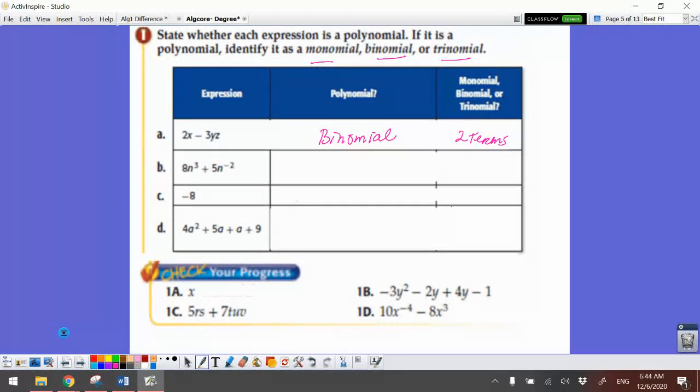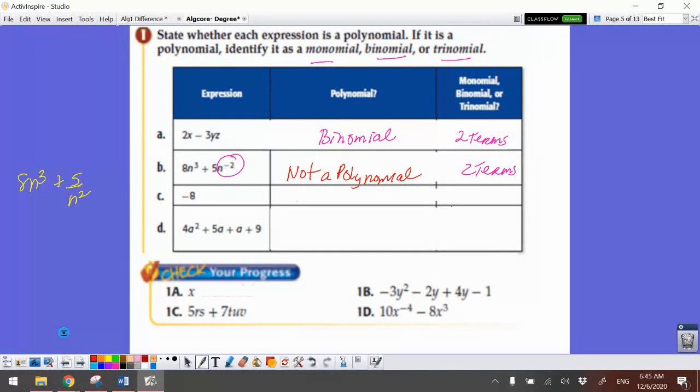8n cubed plus 5n squared, or n to the negative 2. So the first thing that I see is that there's two terms. So I think that's probably important. But I also see that this has this negative 2. Well, think back to our last chapter. What did negative powers mean? Negative powers move them to the denominator. So this is really 8n cubed plus 5 over n squared. Can I have variables in the denominator in a polynomial or a monomial? No. So this is not a polynomial.